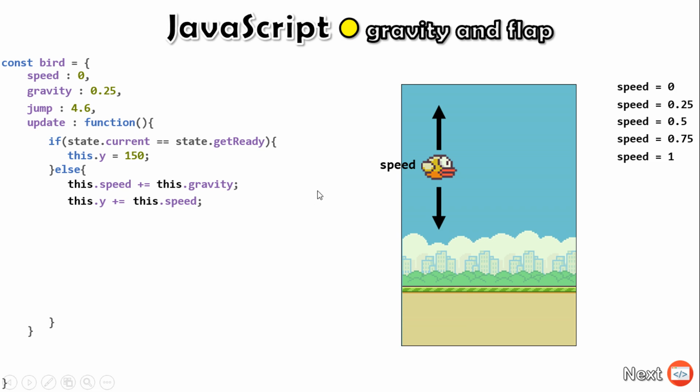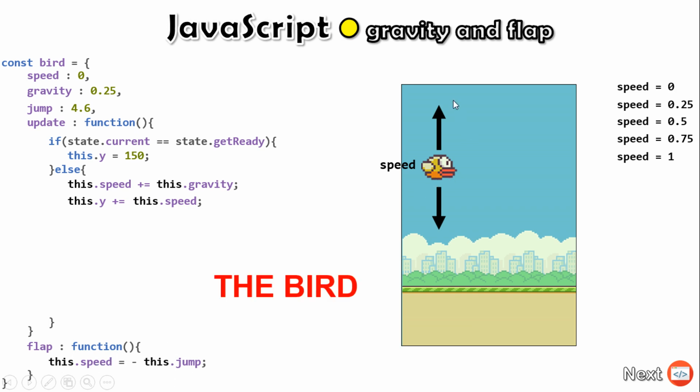Now, what will happen when the player clicks on the canvas? So we said that we need a flap method. So when the user clicks on the canvas in the game state, we should call this flap method. What this method will simply do is change the speed by minus this.jump. So the speed here is now a negative number. So the bird will go to the top.